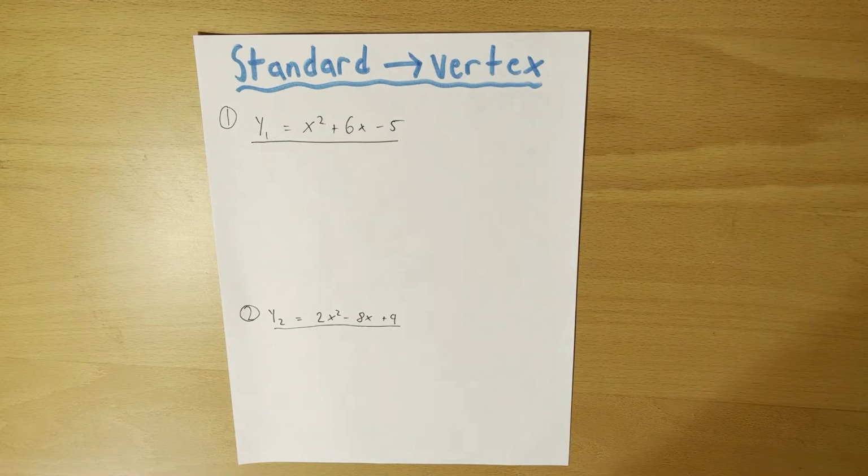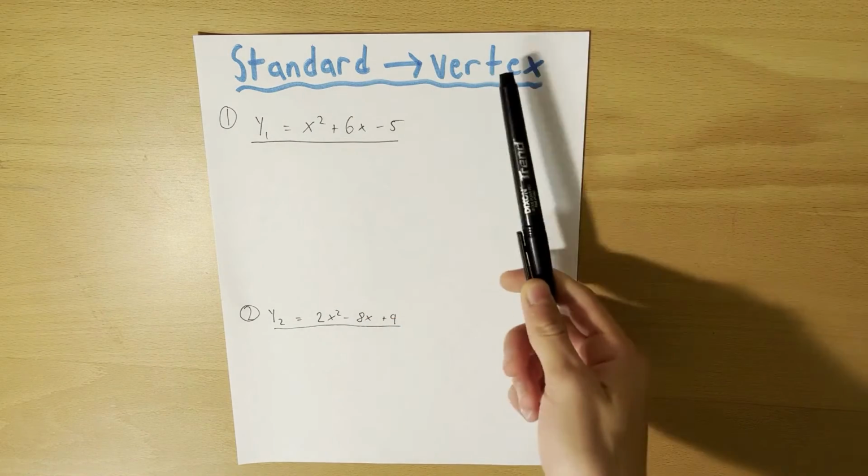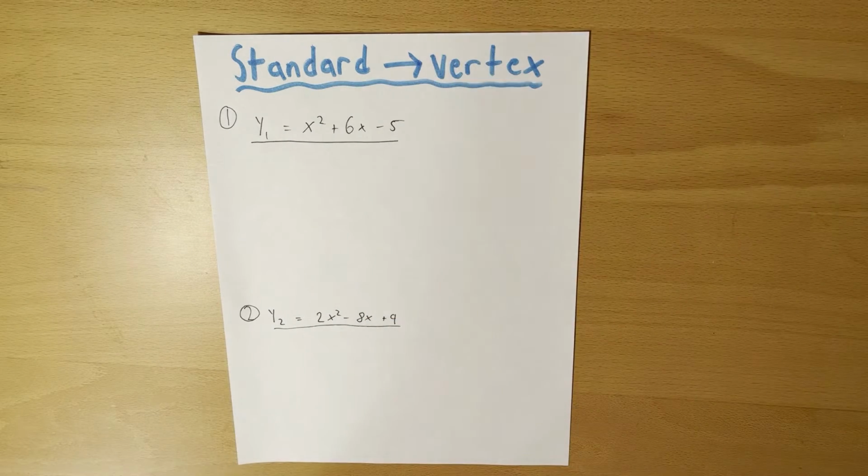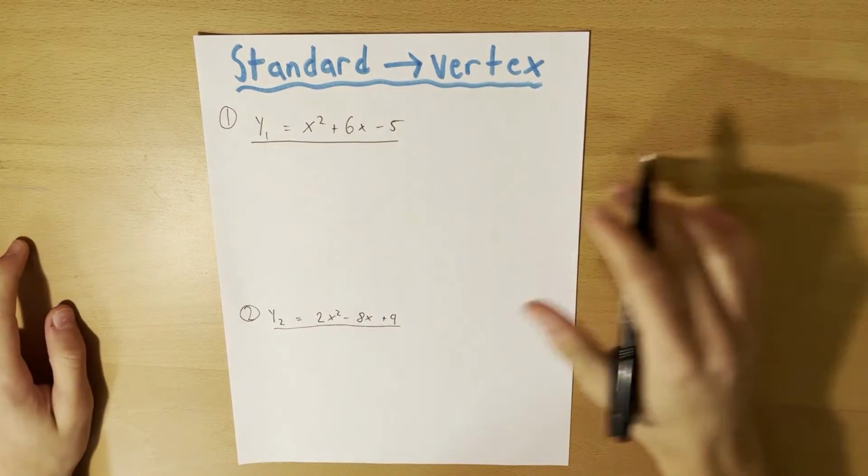Okay, now I'm going to be teaching you guys how to go from standard form to vertex form. So this is done through a process called completing the square, and be warned, it's a little bit more tricky than going from standard to factored form. So what you're going to want to do, you're going to have your equation in standard form, right?